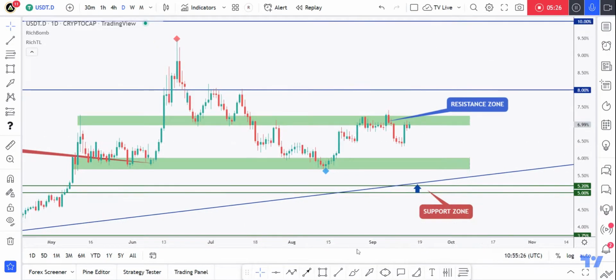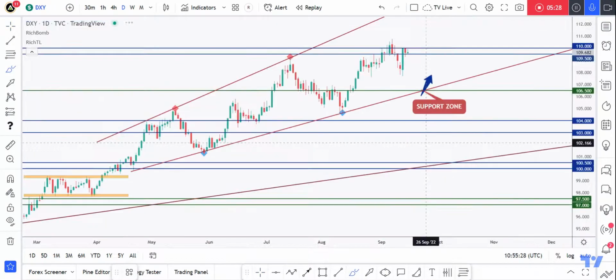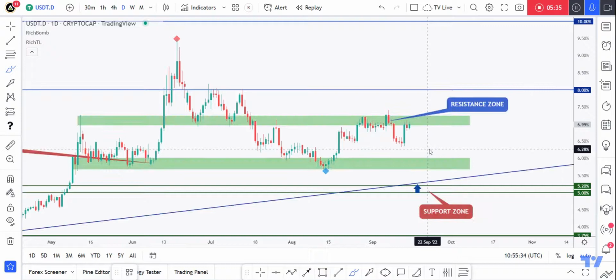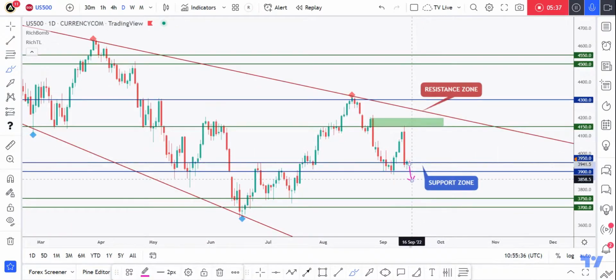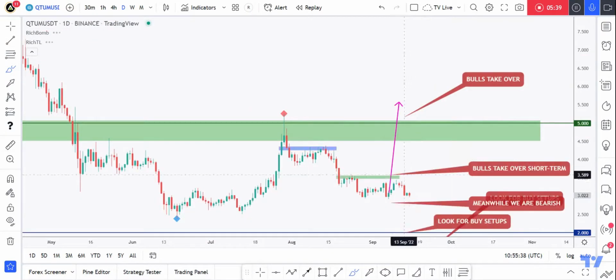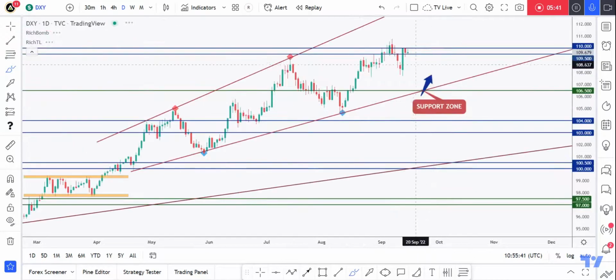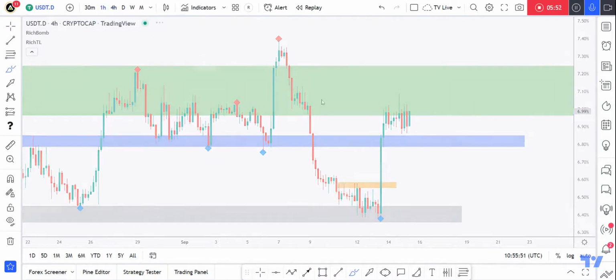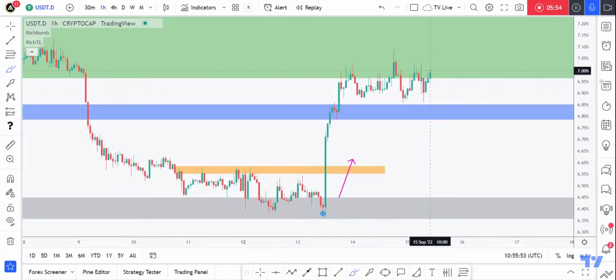That's why we are still around the resistance, which makes total sense because the DXY is around the resistance, US500 is around a support zone. So it's a critical area now. If US500 breaks below it, we will see the DXY breaking above it, and you will see also USD dominance breaking above it, which wouldn't be good for the crypto market.